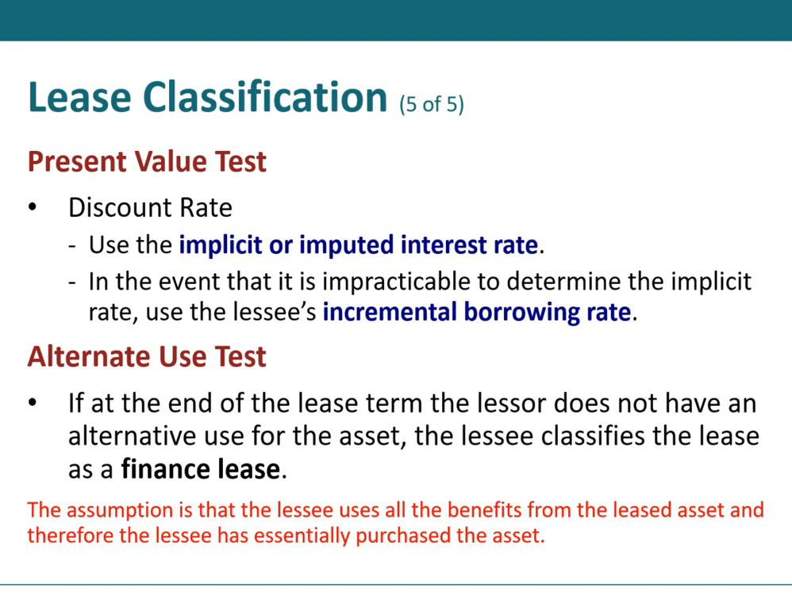The last test to determine whether something's a financing lease is the alternative use test. If at the end of the lease term, the lessor does not have an alternative use for the asset, in other words, what's the lessor going to do with it at the end of the lease? Well, then the lessee classifies the lease as a financing lease. In this case, the assumption is that the lessee has used all the benefits from the leased asset because the lessor has nothing to do with it. Therefore, they've essentially purchased that asset.